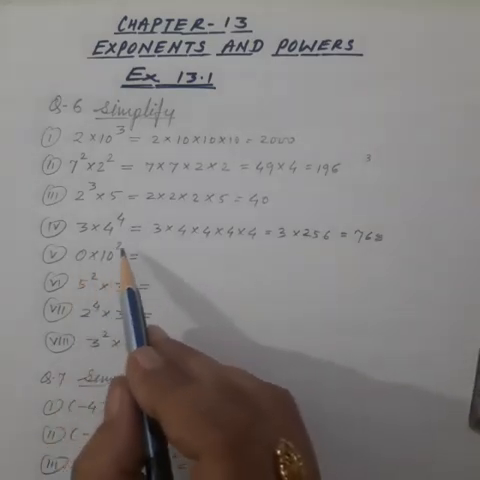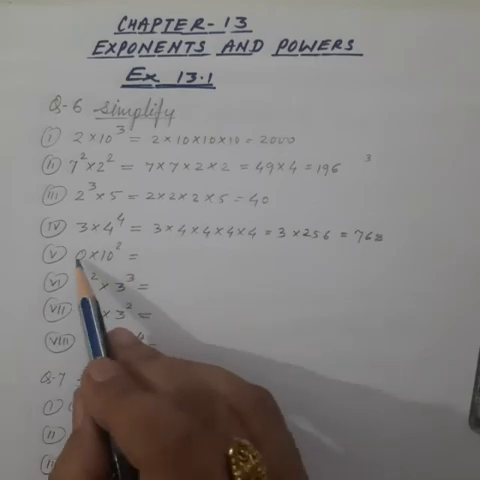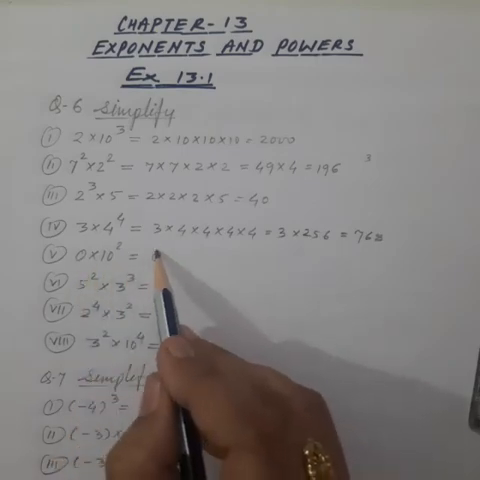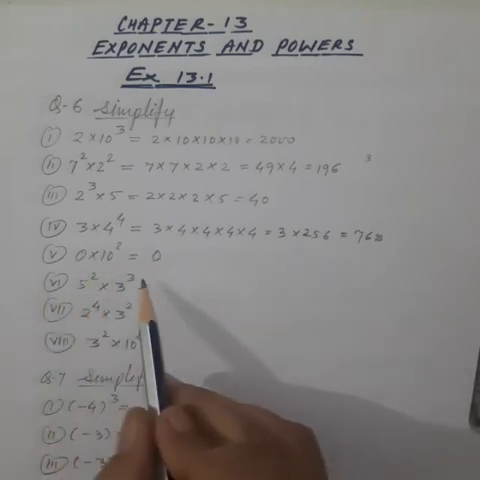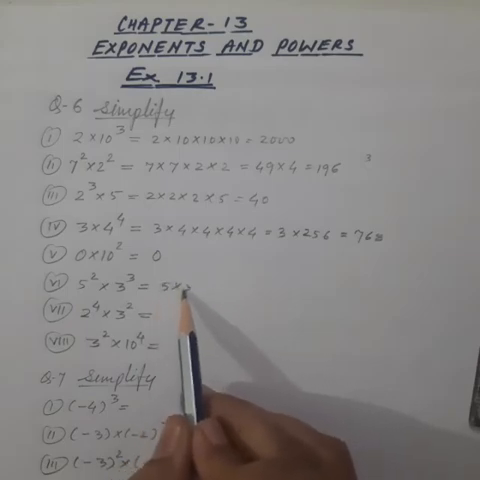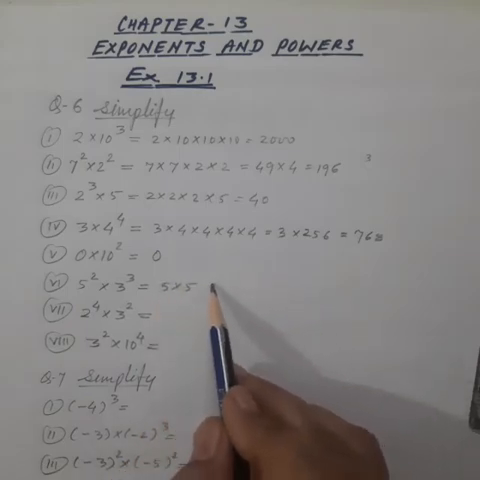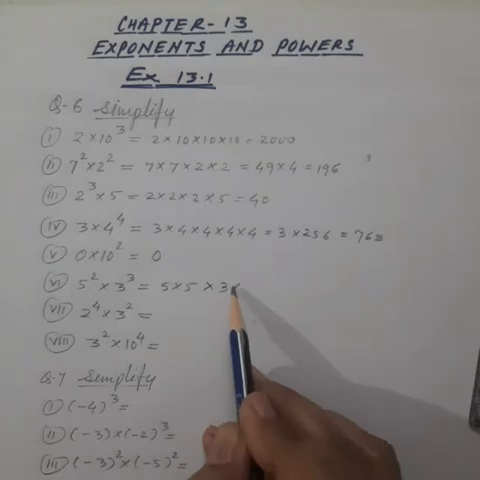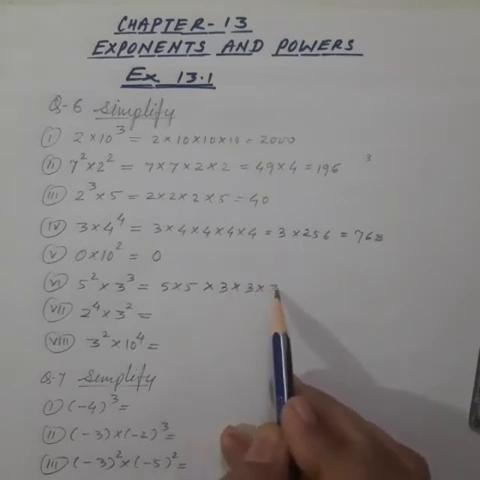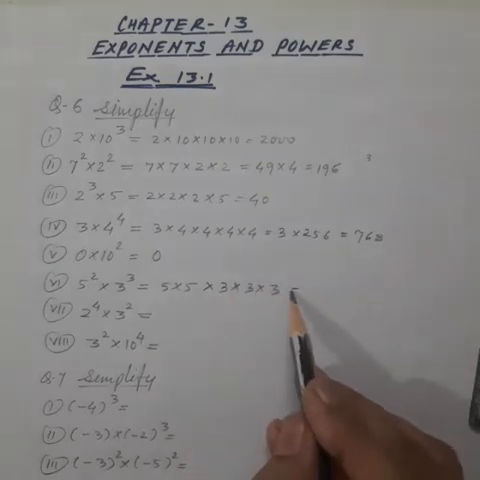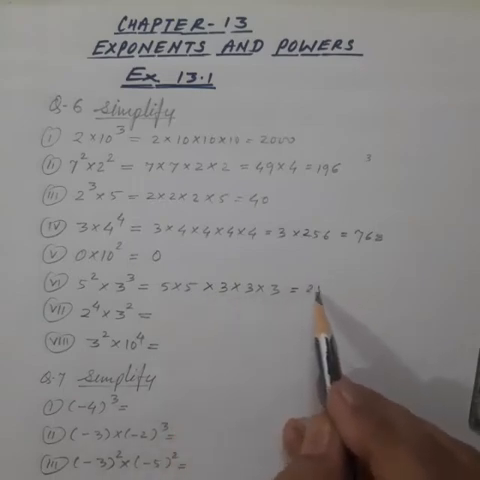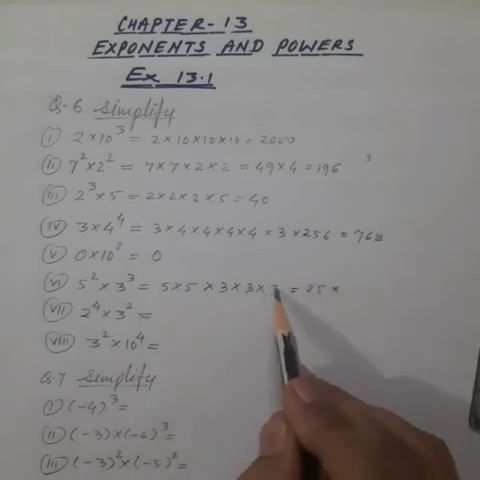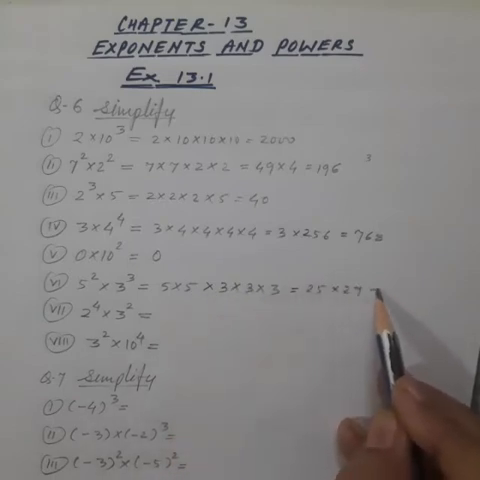0 into 10 square. Any number multiplied by 0, we get answer 0. Sixth, 5 square means 5 is repeatedly multiplied by itself 2 times, into 3 cube means 3 is repeatedly multiplied by itself 3 times. 5 5s are 25. 3 3s are 9, 9 3s are 27.